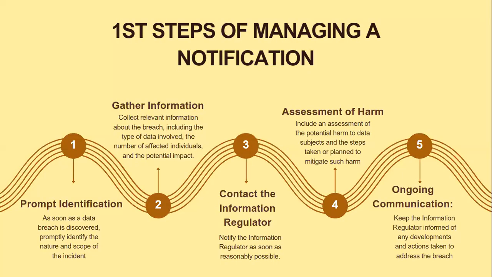Here are the steps of managing a notification. First, prompt identification: as soon as the data breach is discovered, promptly identify the nature and the scope of the incident. For example, with the scam case, 3 million data subjects' personal information was accessed. Then you gather the information: you collect the relevant information about the breach, including the data that was involved. It could be that the names and surnames of the data subjects have been accessed, or their banking details, or their addresses. So you gather the information on what has actually been accessed.